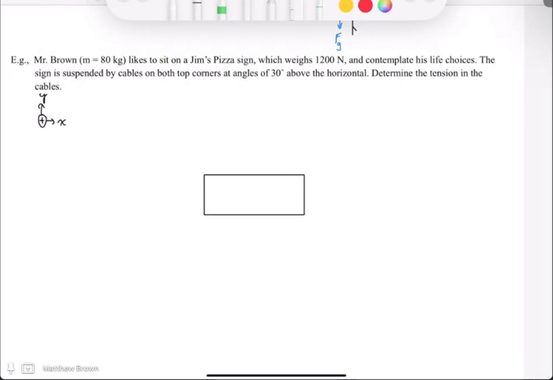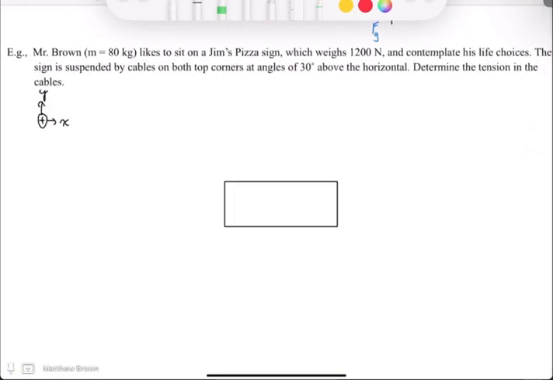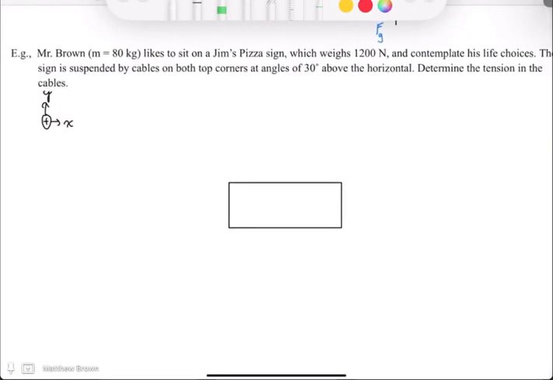So it's 1,200. I guess if I wanted to, I could look at myself as some sort of applied force. So in this case, the applied force is the force of me on the sign, or the force of gravity pulling me down. There's different perspectives you can have on that, but I might look at it that way and say, well, that's 80 times 9.8, which is 784 newtons. So that's the applied force that I have on this thing.